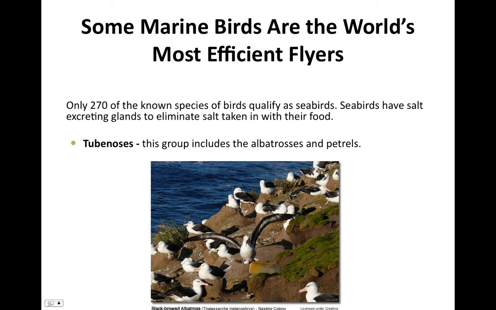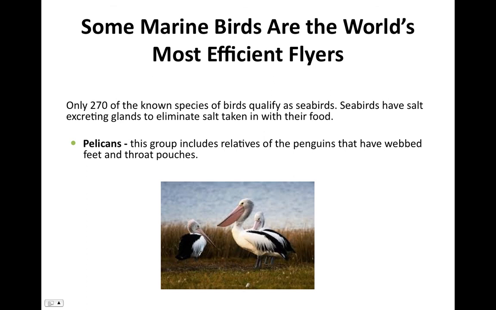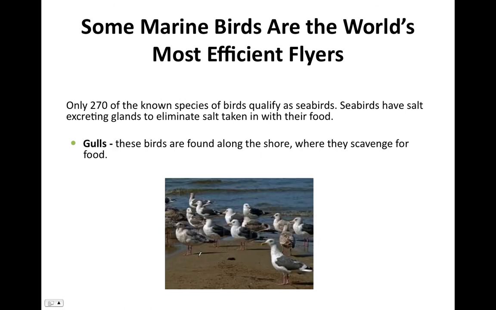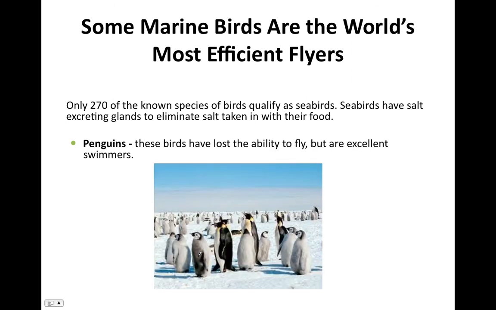seabirds. They include the tube noses. These are the albatrosses and the petrels. We have the pelicans. Pelicans grab fish and eat fish in their large pouches. The gulls, the seagulls, and finally, last but not least, the penguins. So these birds have actually lost their ability to fly, but they are excellent swimmers. Their wings have adapted into flippers they use to swim through the Antarctic and southern hemisphere waters. Interesting fun fact, penguins are really only found in the southern hemisphere of the planet.